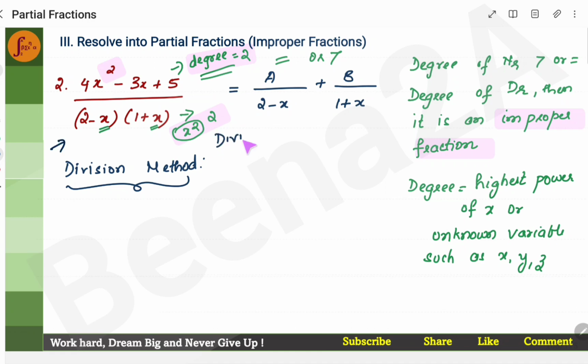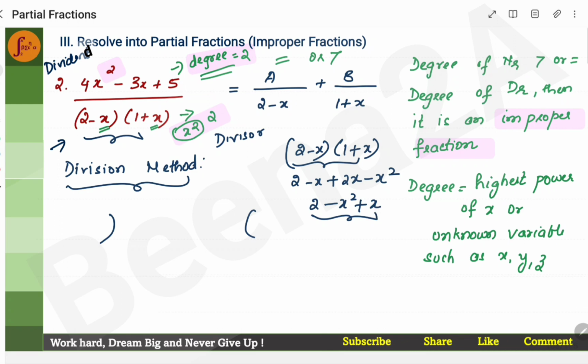This is the divisor. This is the dividend, right? So we'll have to multiply these two terms. You cannot have two terms as divisor, right? So we'll multiply. When I multiply this, I'll get this particular expression. So let me rearrange. It should be in descending order of powers. So I'll first put minus x square, then plus x, then plus 2. You should start with the bigger power, then the smaller power, and then only the number.